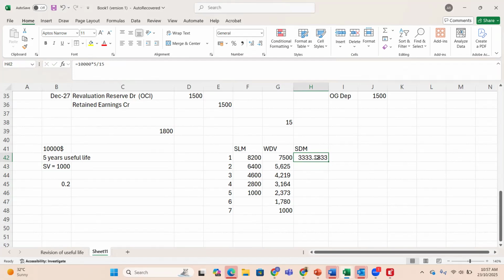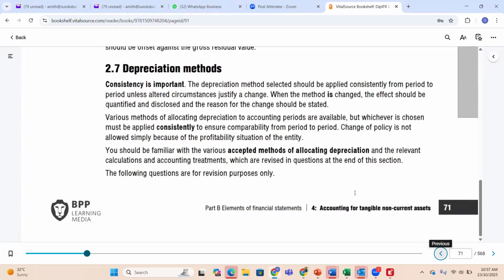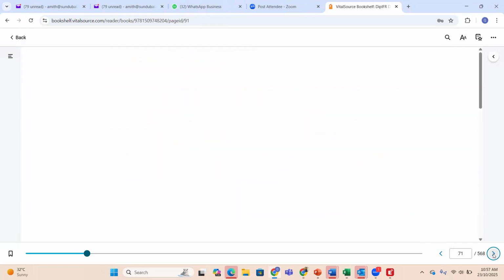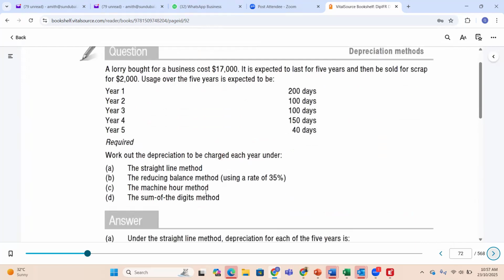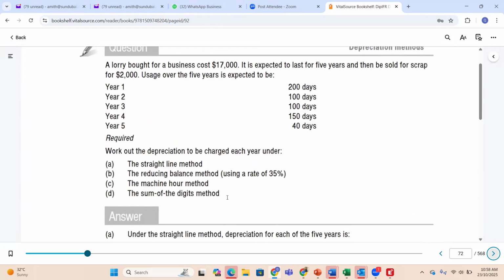Again, this is similar to WDV only. 5 by 15 in the initial period, then 4 by 15, then 2. So it's just initially there would be a big slump. Then this is sum of digits method. It's not very frequently used. So this is what machine hour method, how many machine hours? Sum of digits method is just the sum.